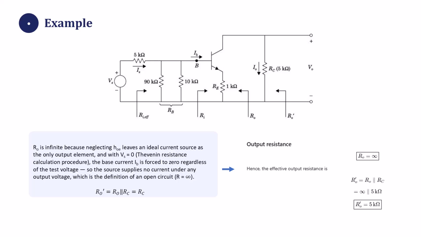That completes our full analysis of the common emitter amplifier with an emitter resistor. We've derived its current gain, voltage gain, input resistance and output resistance from first principles and confirmed every result with a numerical example. Thank you.